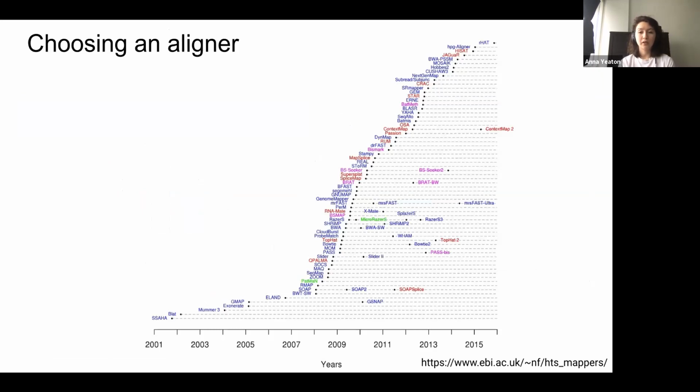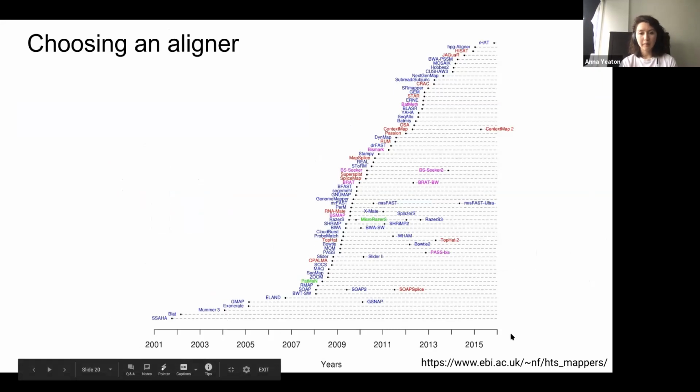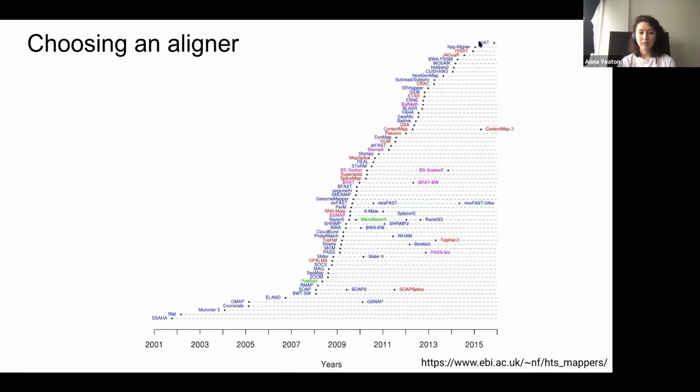Now you have to choose an aligner, and there are a lot of different aligners out. Here's a plot showing on the x-axis is time, and here we're showing when different aligners came to be. And you can see there's a lot of aligners.